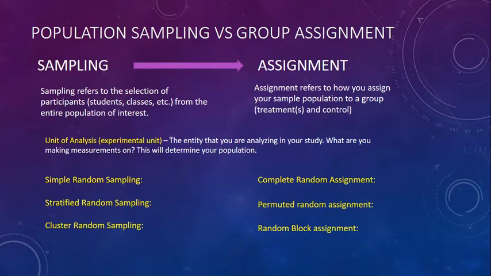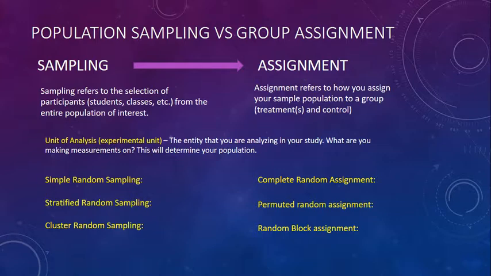It's important to make the distinction between population sampling and group assignment. Population sampling refers to the selection of participants from the entire population of interest, whereas group assignment refers to, once you have that sample population, how you assign them to a group, either the treatment group or the control group.